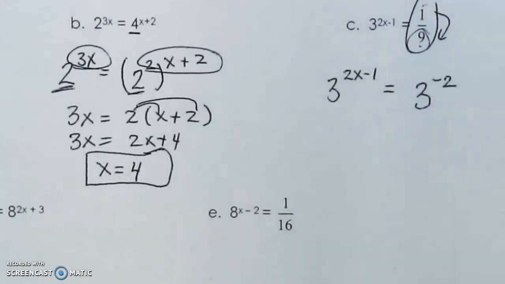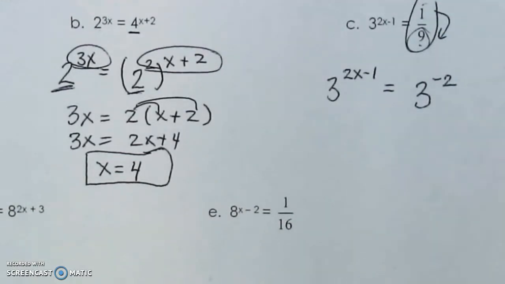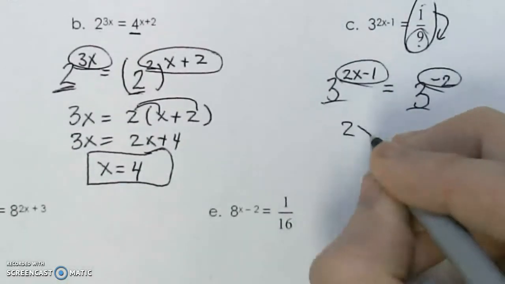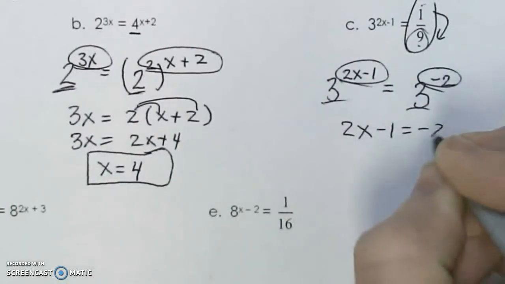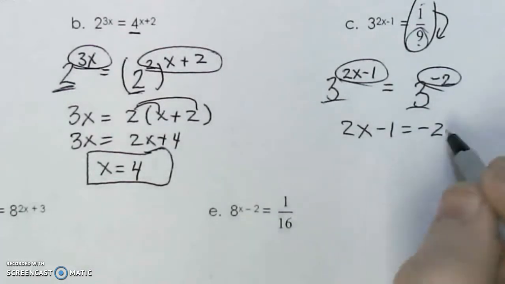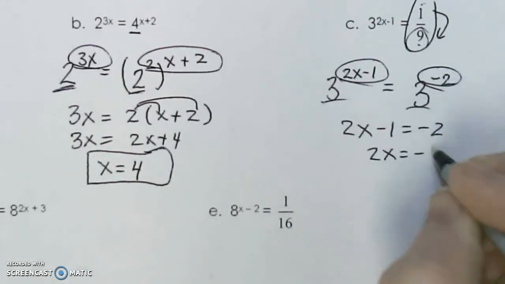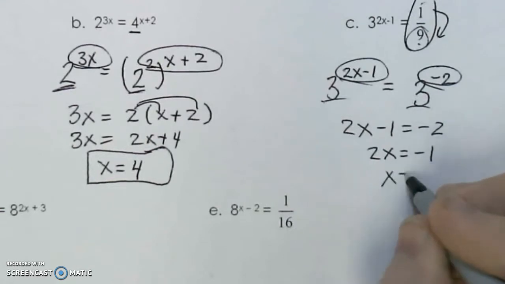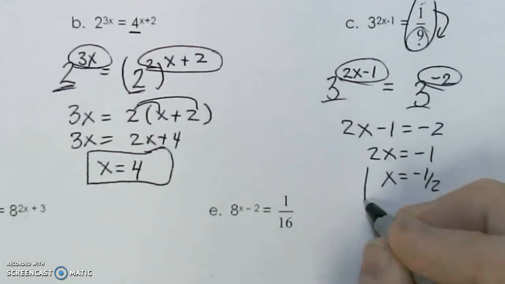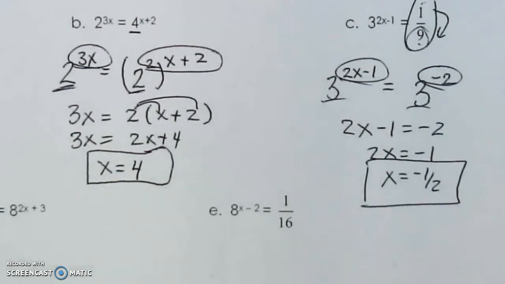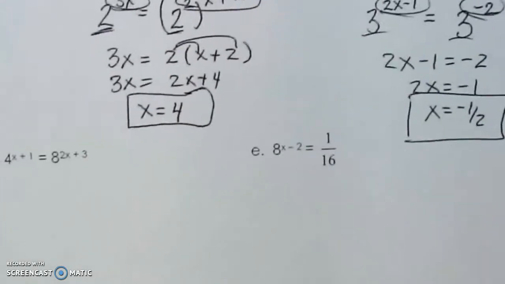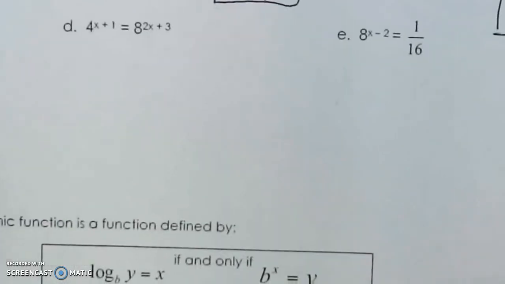Well, you make it negative. So the negative moves the 9 down there. And now the bases are the same. So I've got top equals top, exponent equals exponent. And I can add 1 to the other side and then divide by 2. So negative 1/2 is the x value. See if you can pause the video and try the next two on your own.